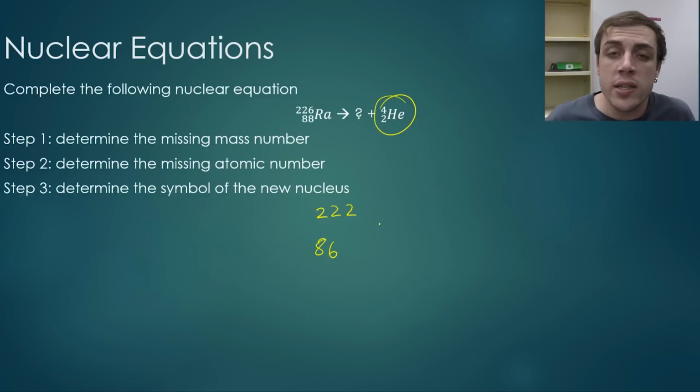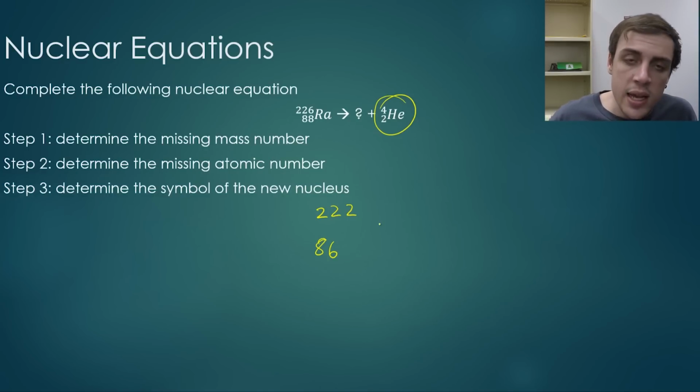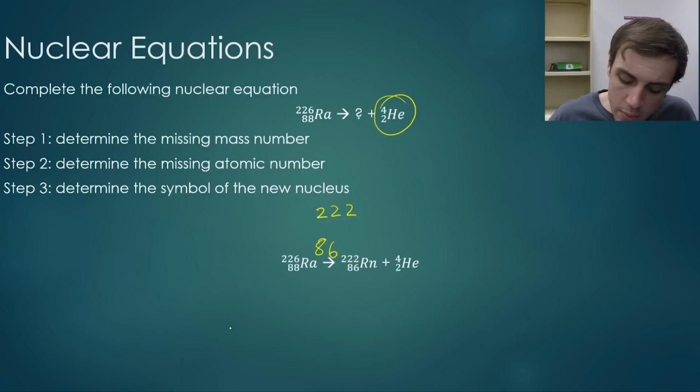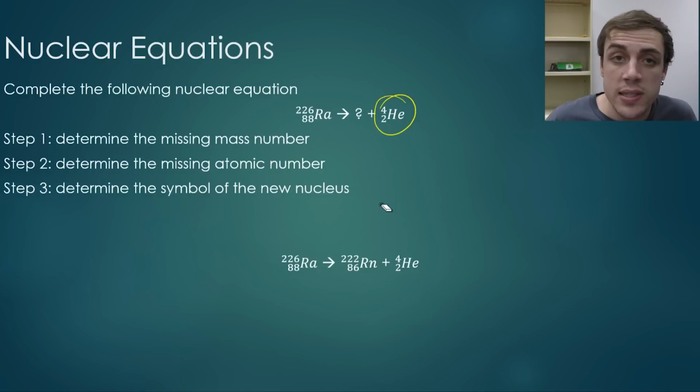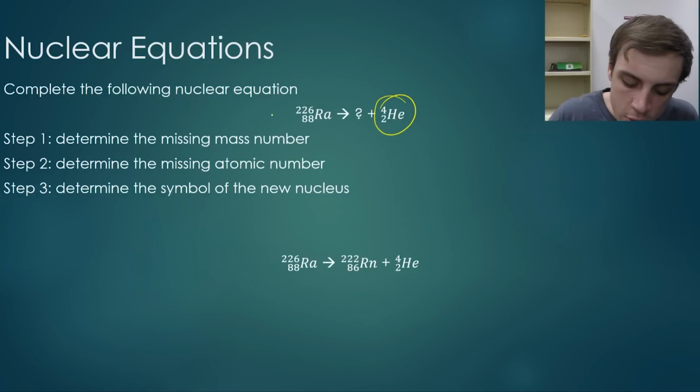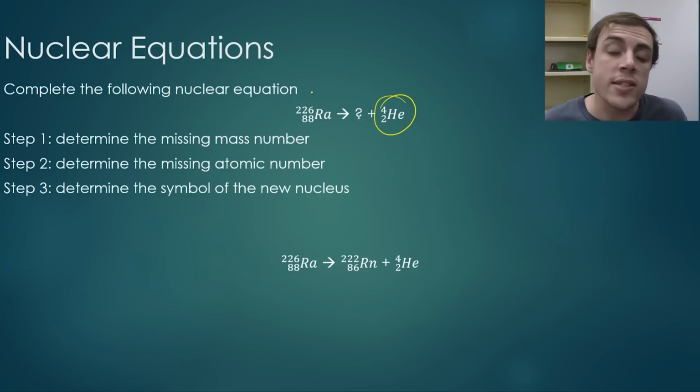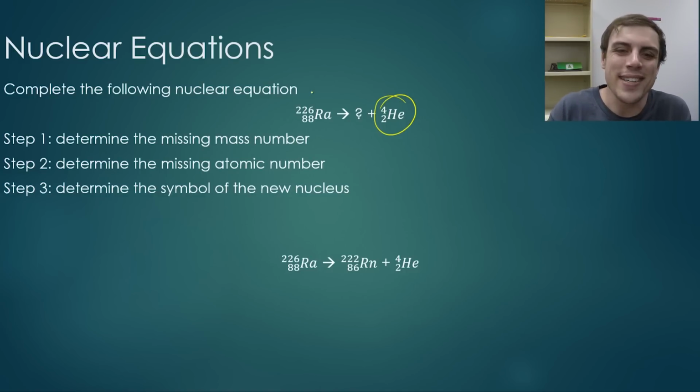So you look on the periodic table for something that has an atomic number of 86. And that's where we get Rn. It's as simple as that. All it is when you're looking at a nuclear equation like this is basic math. Just make sure that the atomic number and the atomic mass add up. Once you do that, it's happy days.